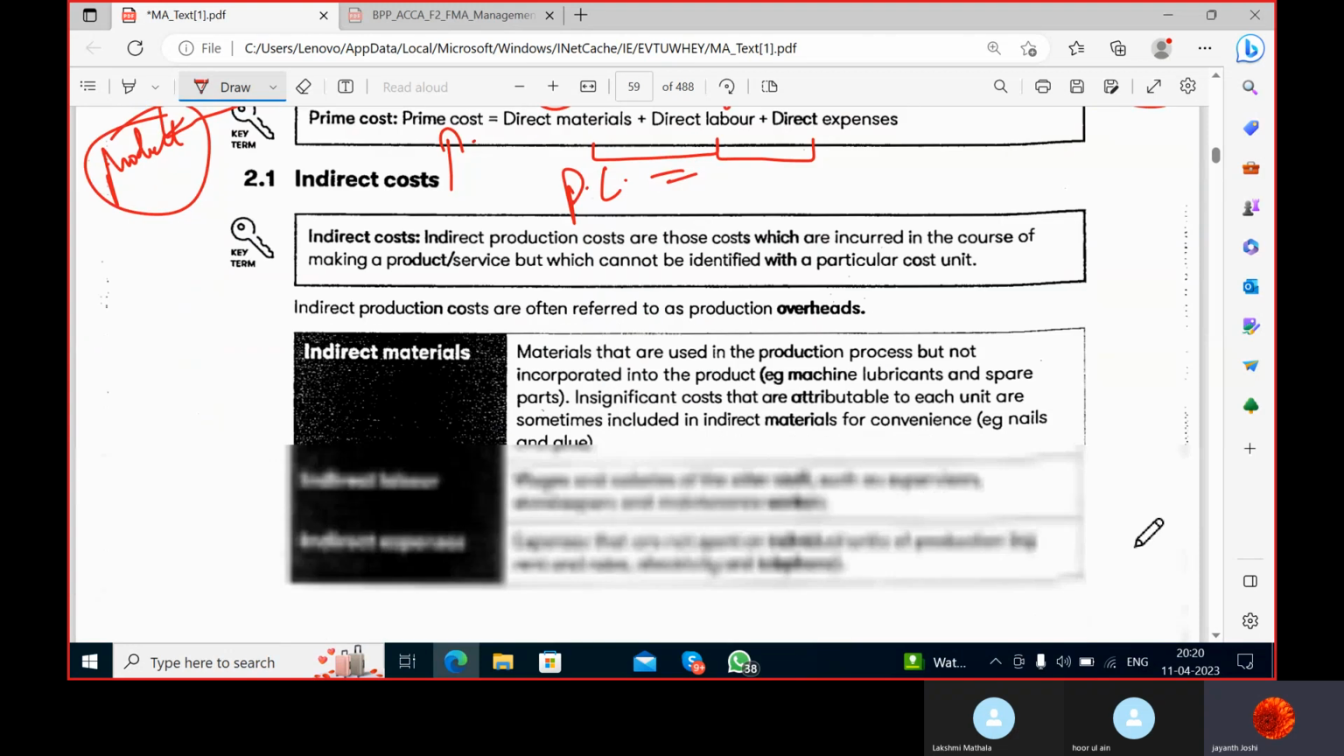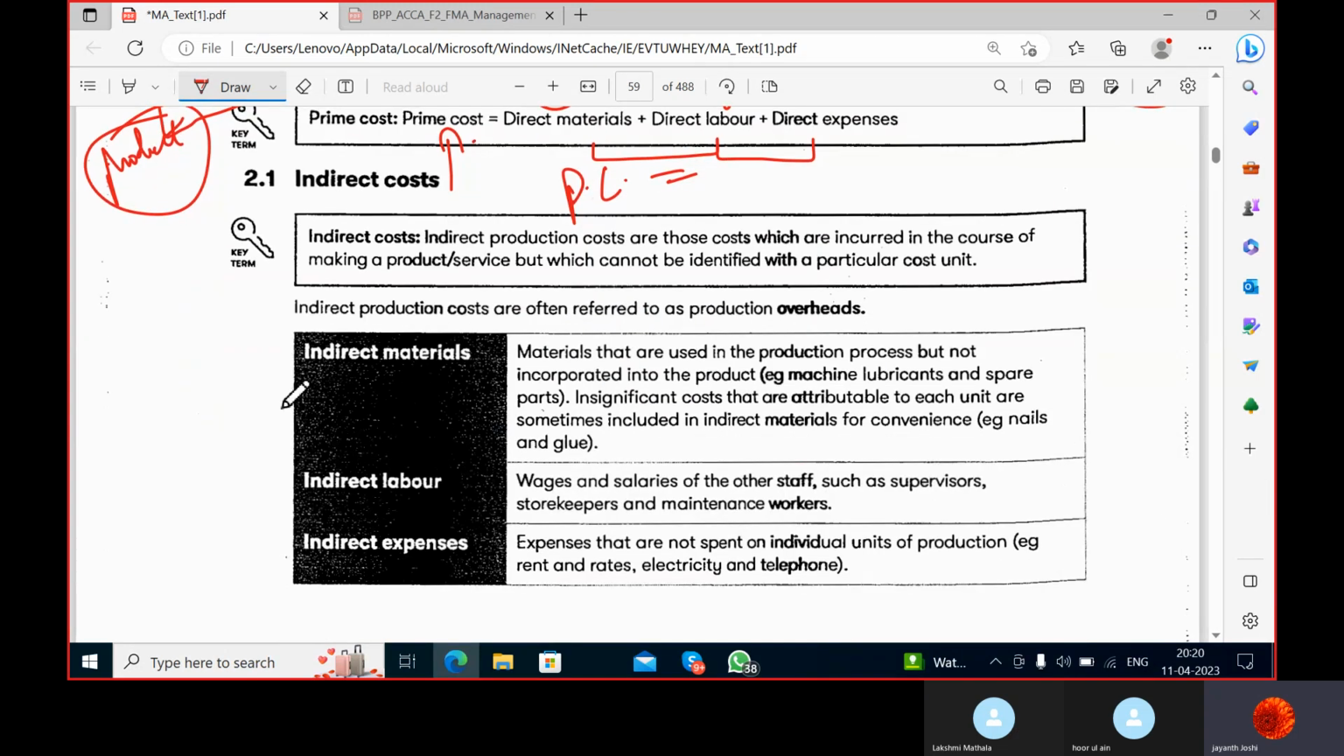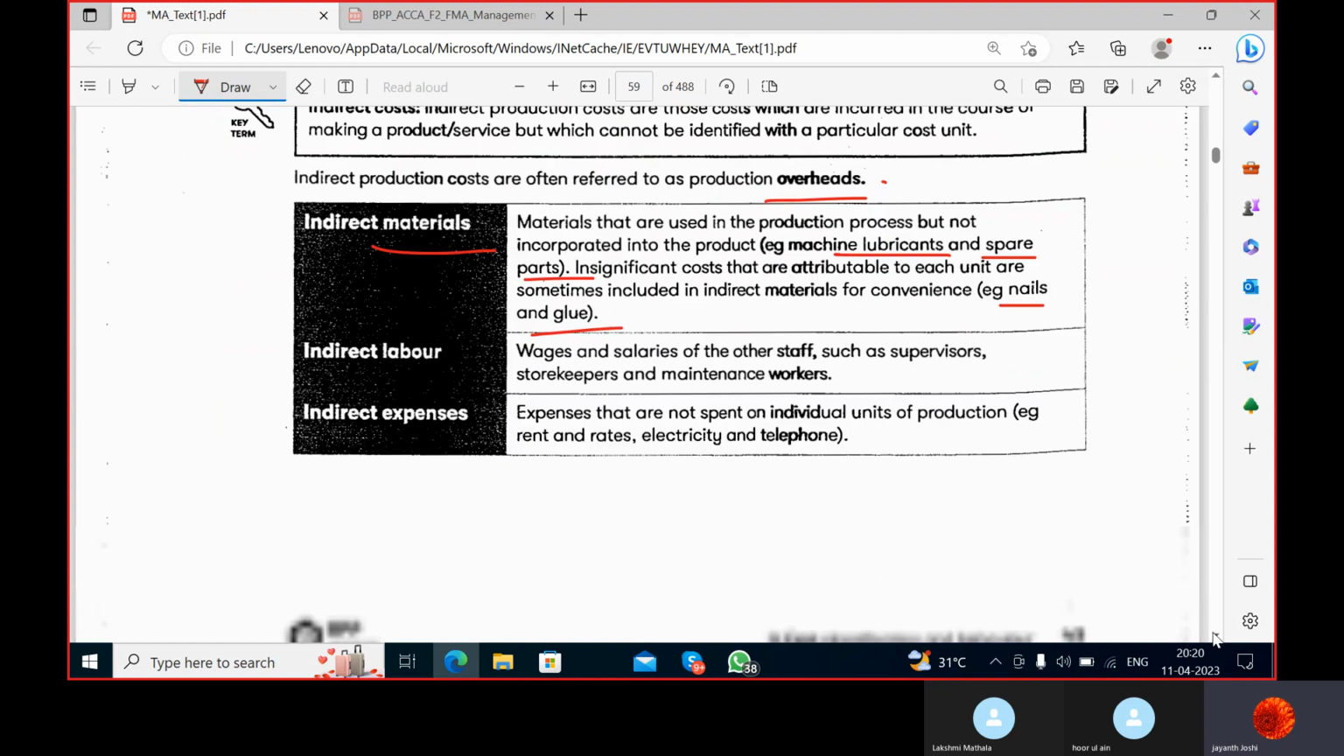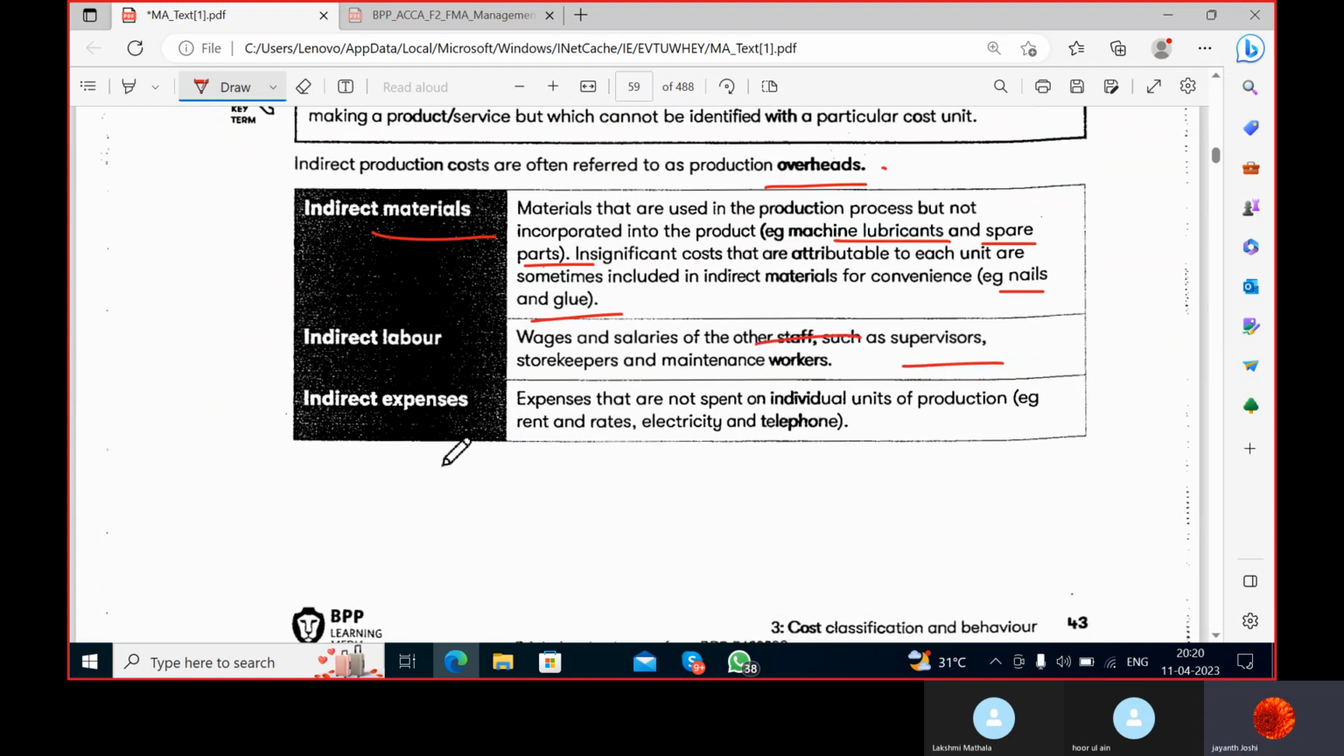Next comes the indirect cost, which I have already explained. Indirect costs are nothing but the overheads which a company incurs for supporting the prime activity or the production process. Like I said, indirect material: lubricants, spare parts, nails, glue; indirect labor like supervisors, staff; and indirect expenses like electricity, rent and rates, telephone. See, there are two types of expenses here also.